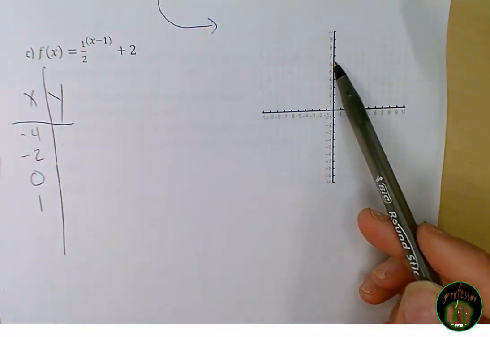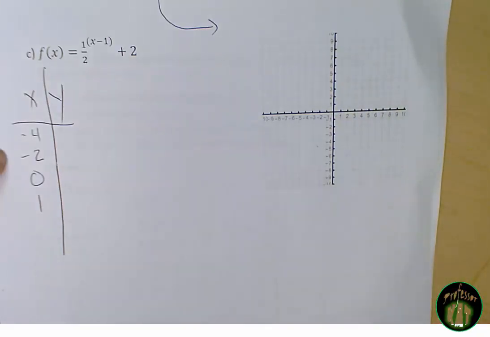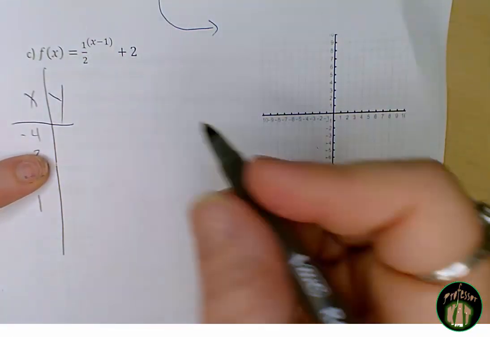So two on the negative side, always 0, and then something on the positive side. Otherwise, plug directly into your function.